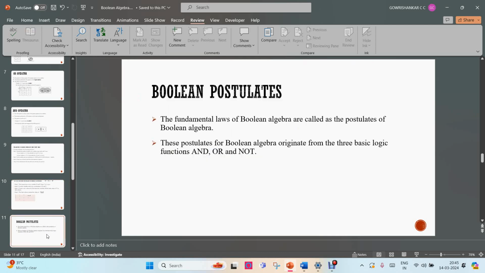Next we are going to see the Boolean postulates. These are the fundamental laws of Boolean algebra, also called the postulates of Boolean algebra. They are oriented around three logic functions: the AND operation, the OR operation and the NOT operation.